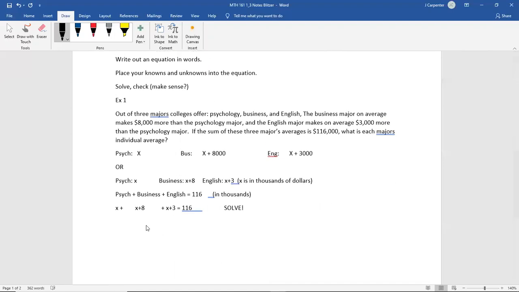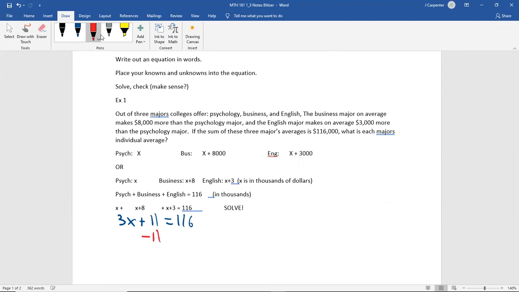So we got X plus X plus X. There's 3 of these X's on the left side, so that'll give us 3X. Then we have the 8 and the 3. 8 plus 3 is 11, so we get 3X plus 11 is equal to 116. This is a very, very simple linear equation. I would be terrified if you can't solve this.